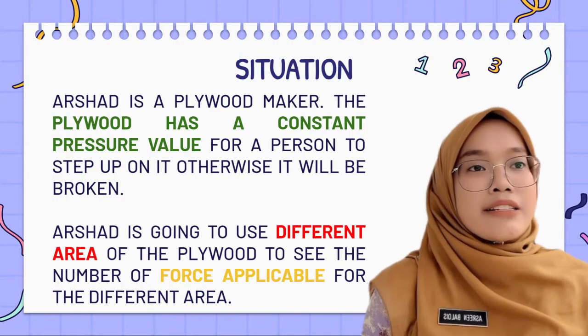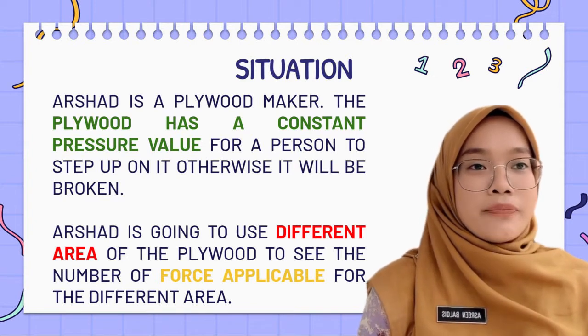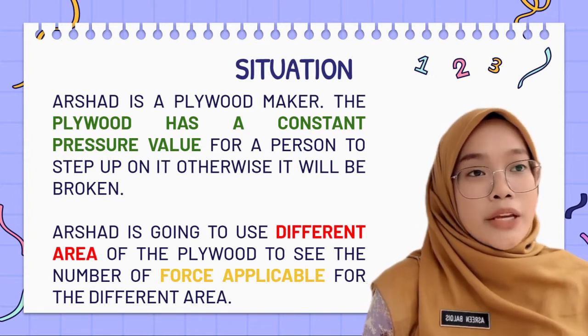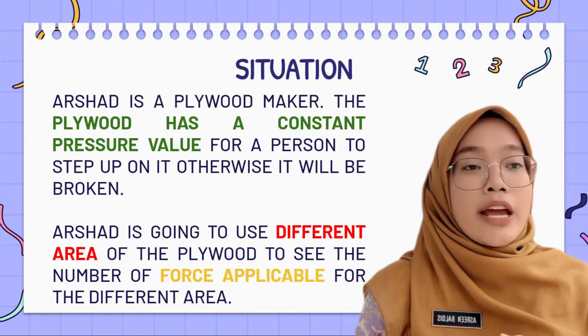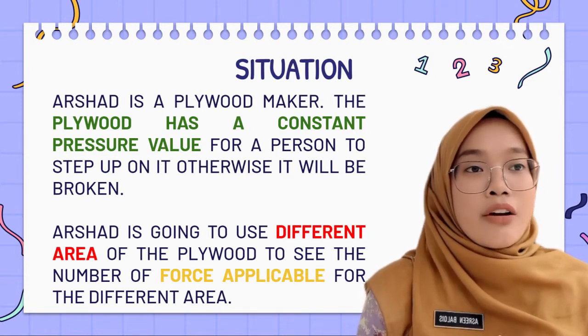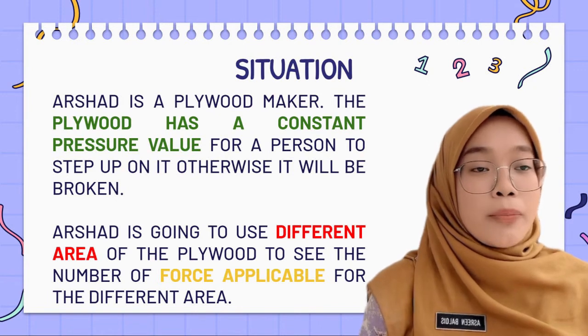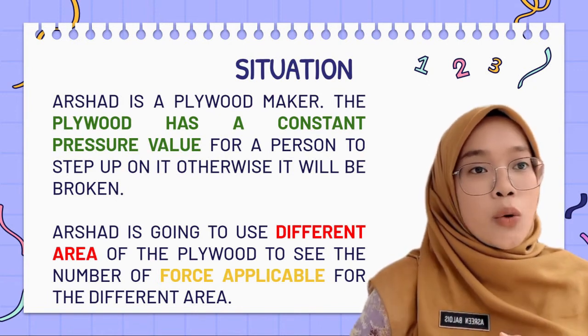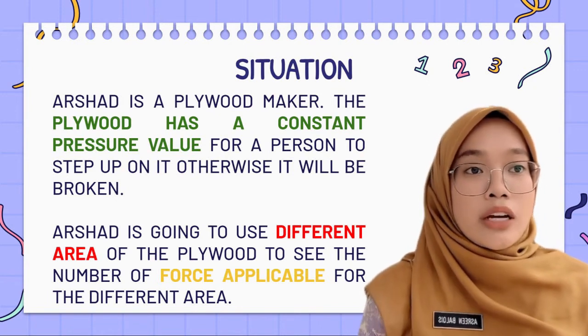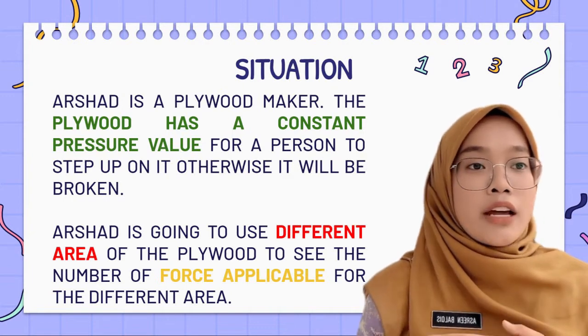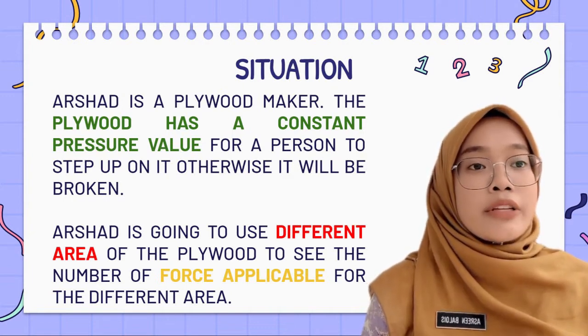Alright, let's take a look at this situation. Arshad is a plywood maker. The plywood has a constant pressure value for a person to step on it. Otherwise, it will be broken. Arshad is going to use different areas of plywood to see the amount of force applicable for the different areas.